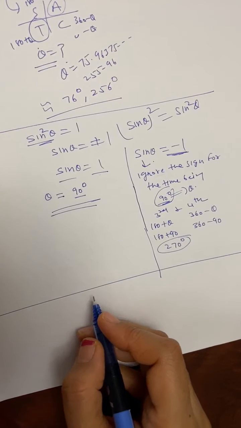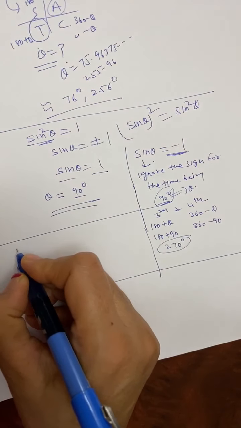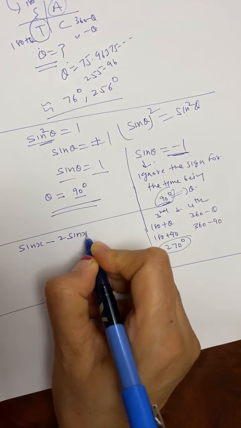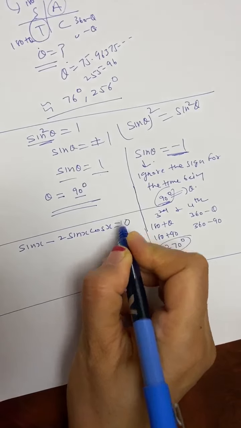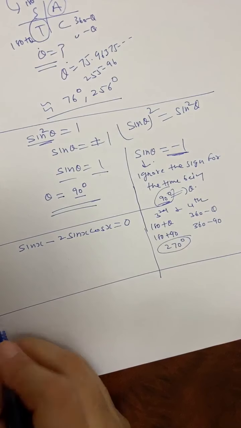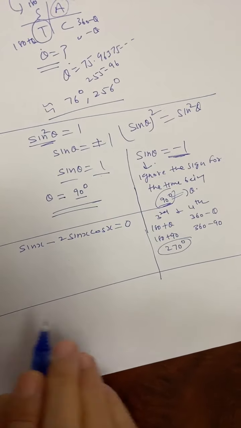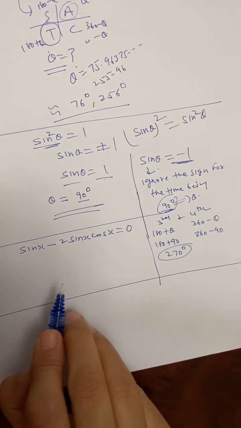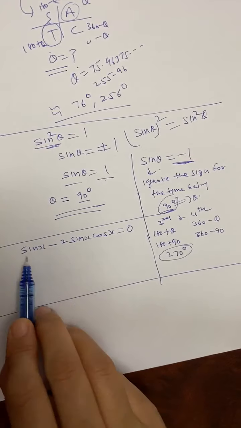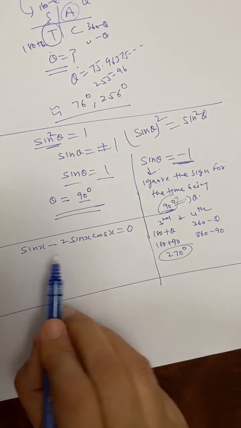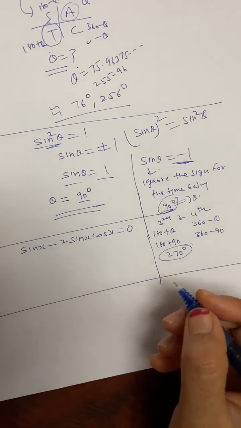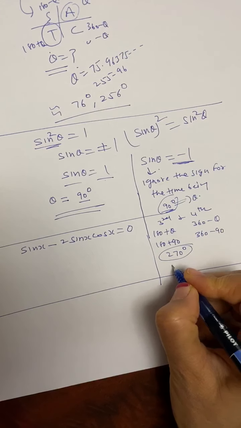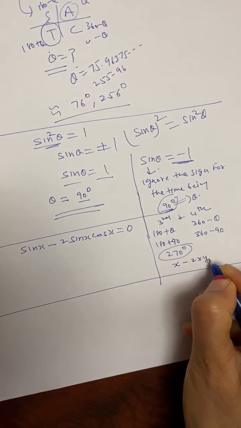Now I'm going to do another example. Maybe I will start from here: sine x minus 2 sine x cos x is equal to 0. Now, how do I solve it? It's very similar to solving any equation. The only difference in a trig equation is that you have trigonometric functions, sine, cos, tan. It's the same thing. For example, if you want to solve something like x minus 2xy is equal to 0.